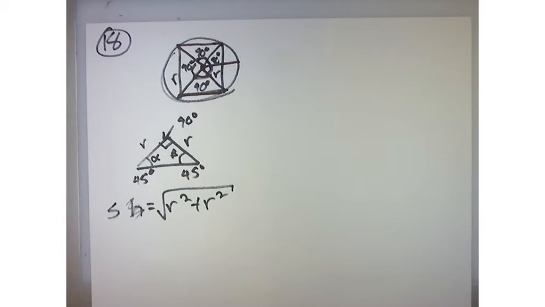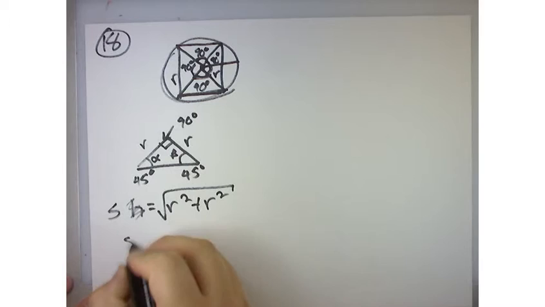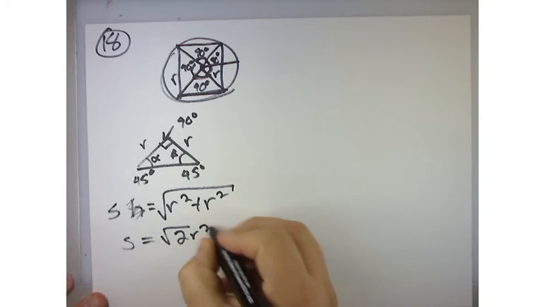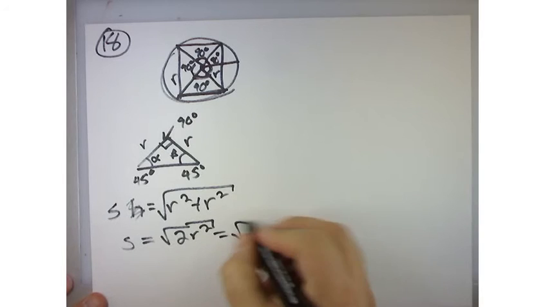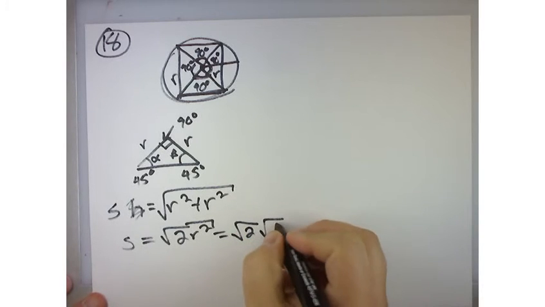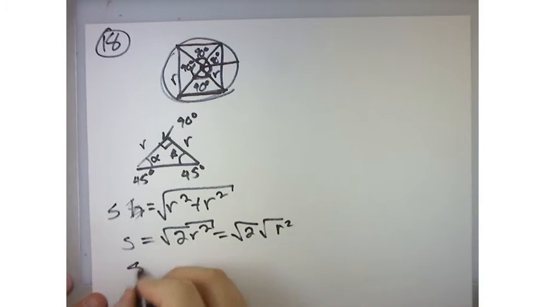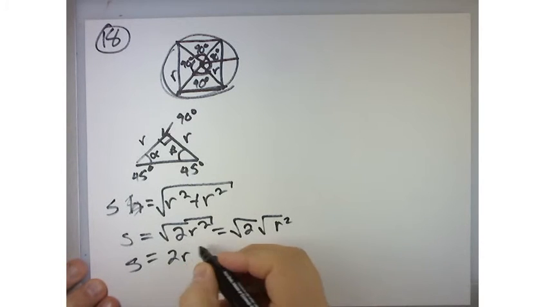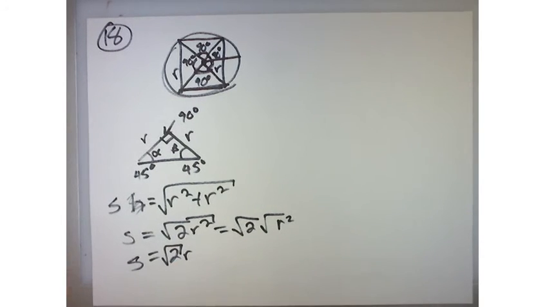So really what I have is s is equal to the square root of 2r squared, which is the same as the square root of 2 times the square root of r squared, or s, the side length, is equal to the square root of 2 times r.